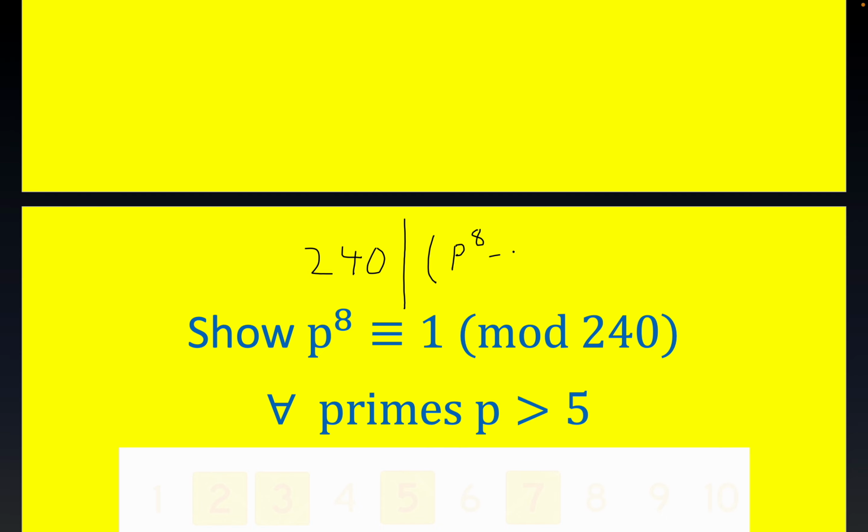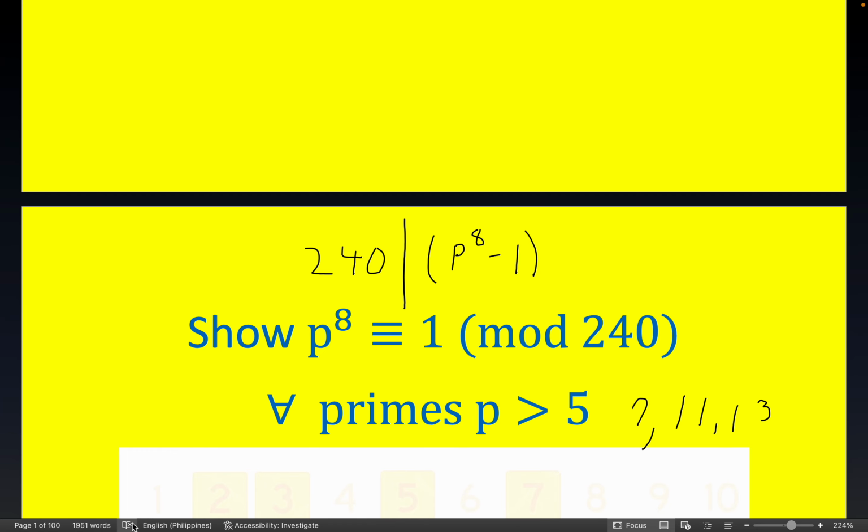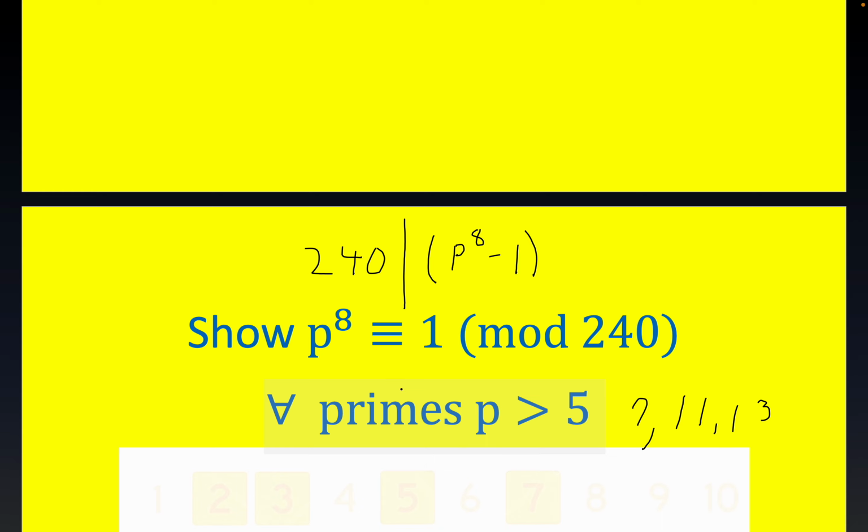Now there is a caveat here. This is only good for primes greater than 5. That is 7, what's the next prime? 11, 13, and so on. Okay, so in other words, we're trying to establish this for these primes 7 and greater.